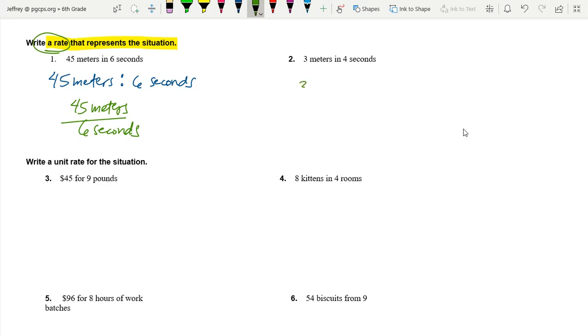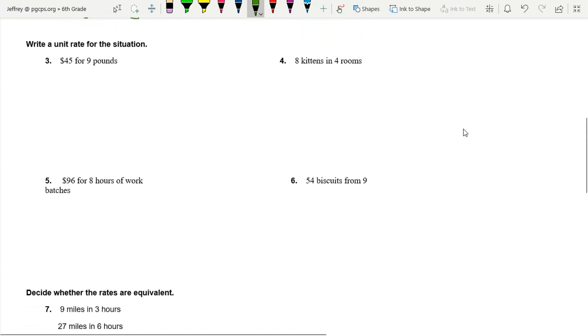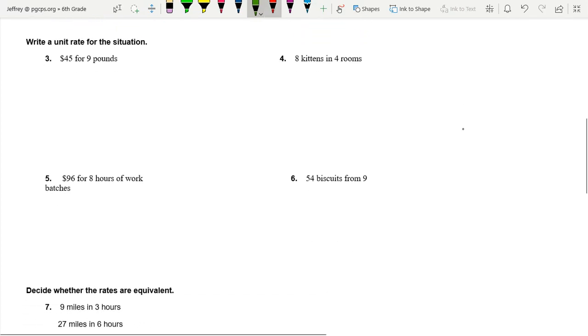For number two, we got 3 meters in 4 seconds. So that is how you write a rate. Now let's move on to number three. It says write a unit rate. So how do we find a unit rate? Now by definition, a unit rate is a comparison of one quantity to another. So for this case, let's write the rate first. It says $45 for 9 pounds. So the rate is $45 for 9 pounds.